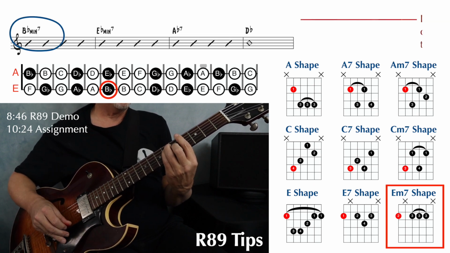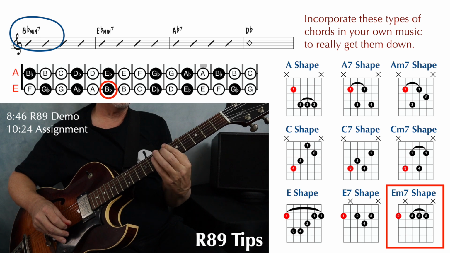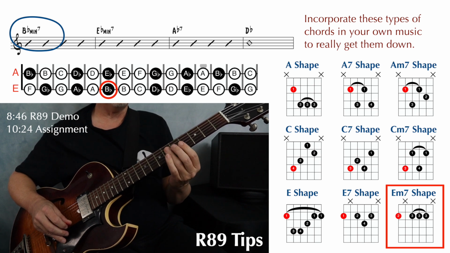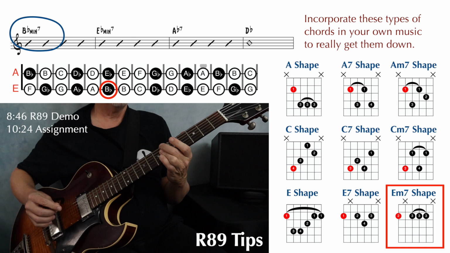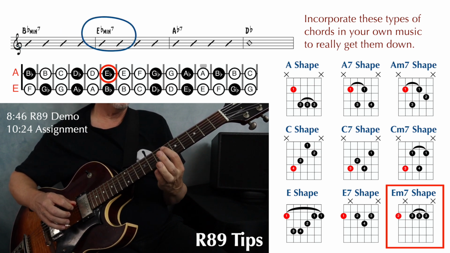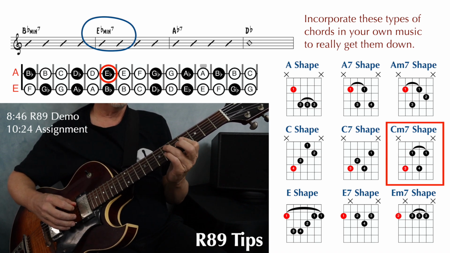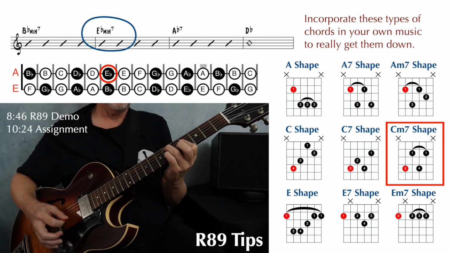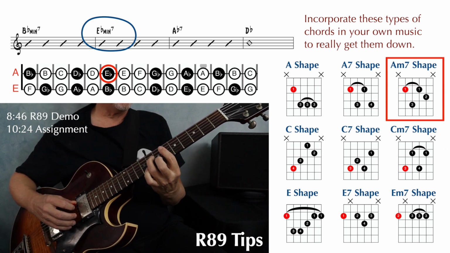Line 5, we have a B flat minor 7. You just scoot up 2 frets, play the same B flat minor 7 you played in line 4. E flat minor 7 after that. Our closest root note for E flat is also at the 6th fret on the 5th string. I am going to play the C minor 7 shape. You could play the A minor 7 shape.